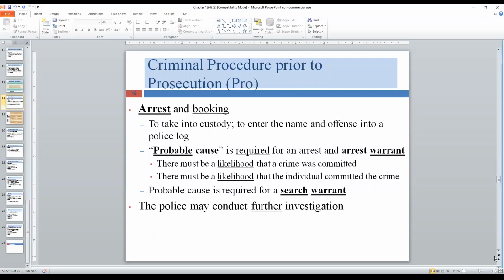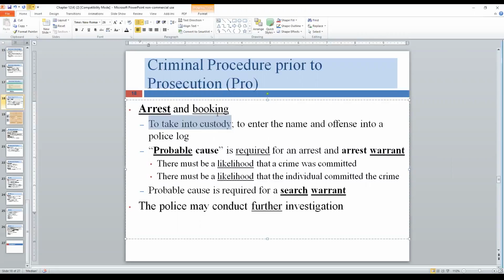Obviously, the first exposure that a criminal defendant has to the system is going to be at the time of his or her arrest. And of course, being arrested means to be taken into custody, to lose one's freedom for at least some period of time. And part of that process of the arrest is being booked. And so the first part, arrest, fits into this definition, to take into custody. And the booking part is to enter the name and offense into a police log.